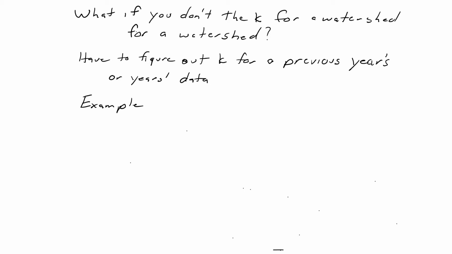And then I gave you this example. Q naught, the discharge at the start of the recession. And we'll assume it's on April 1st. And that date can vary according to your watershed from year to year. But for this example, let's assume it's April 1st and that the Q naught is 500 cubic feet per second.